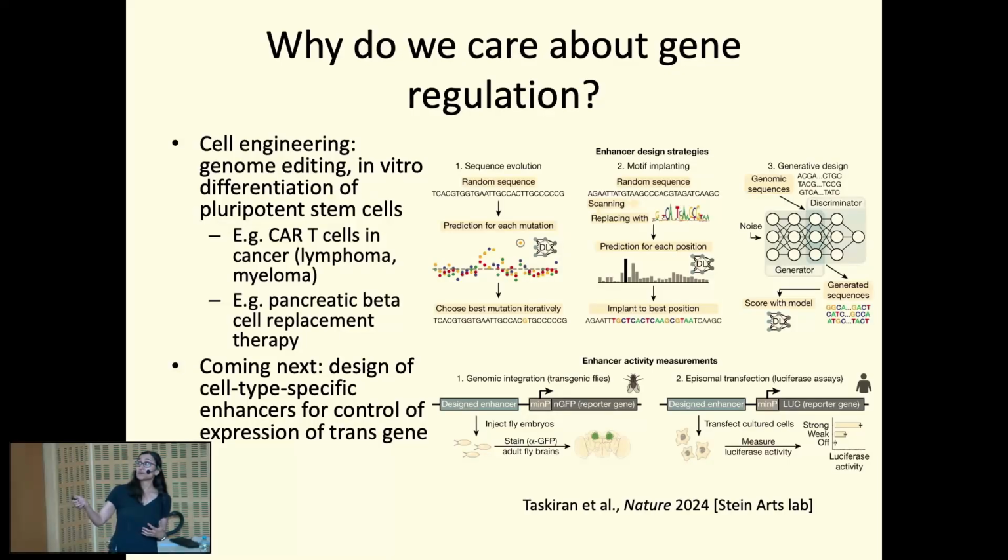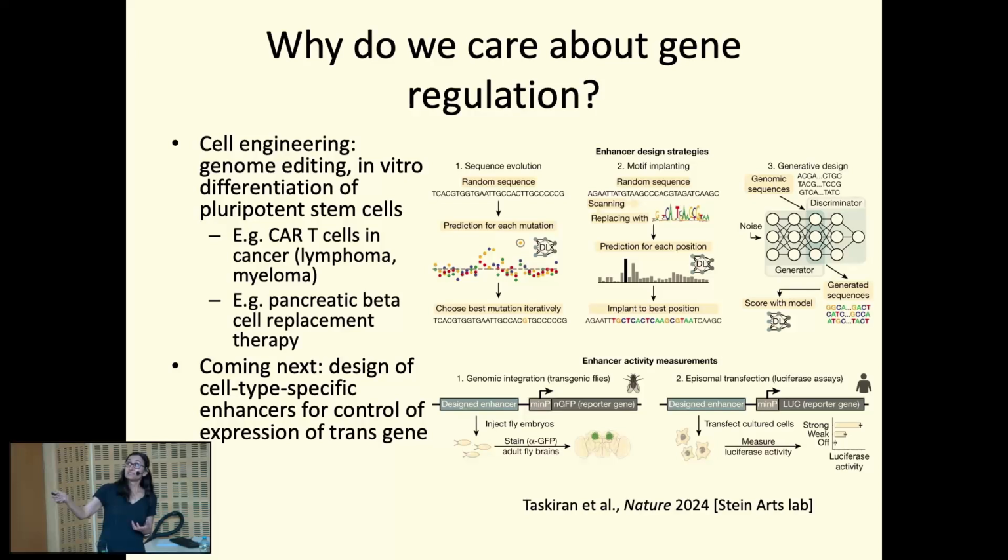And some examples are CAR-T therapy in cancer, right? So we take T cells out of the patient, we engineer them to express a chimeric antigen receptor that will target the cancer, lymphoma or myeloma. We infuse those engineered cells after activation back into the patient, and they kill the cancer cells, okay?